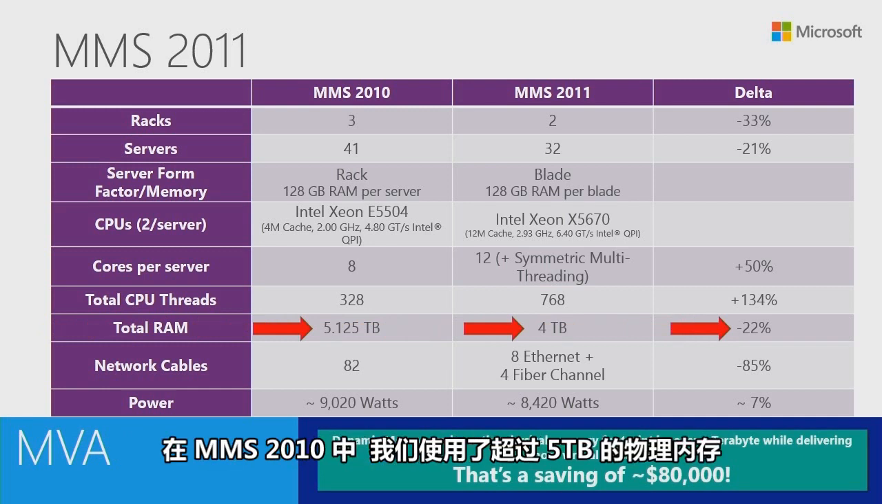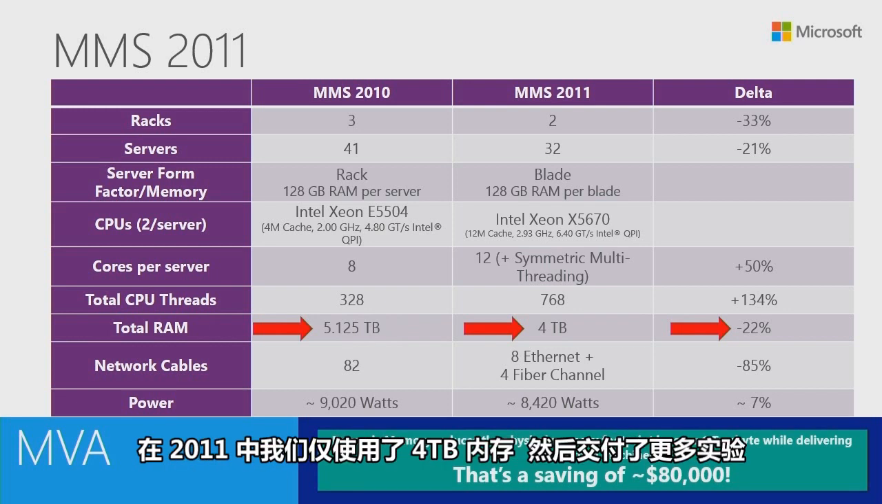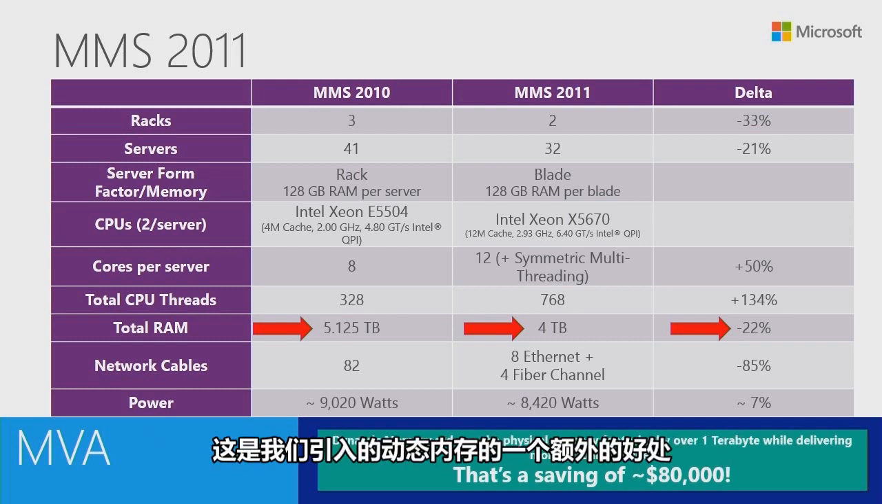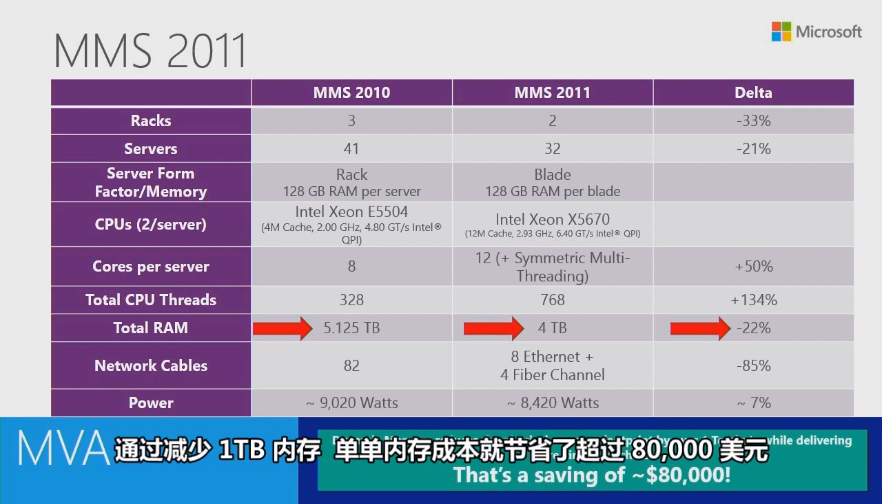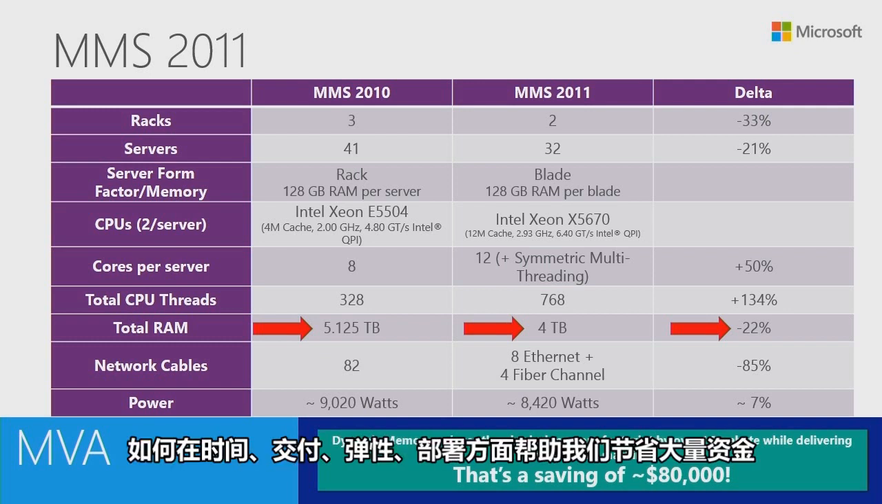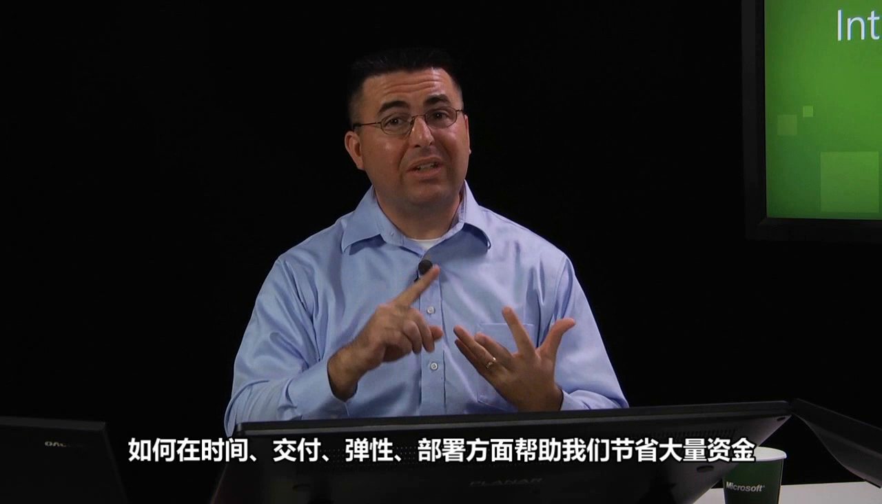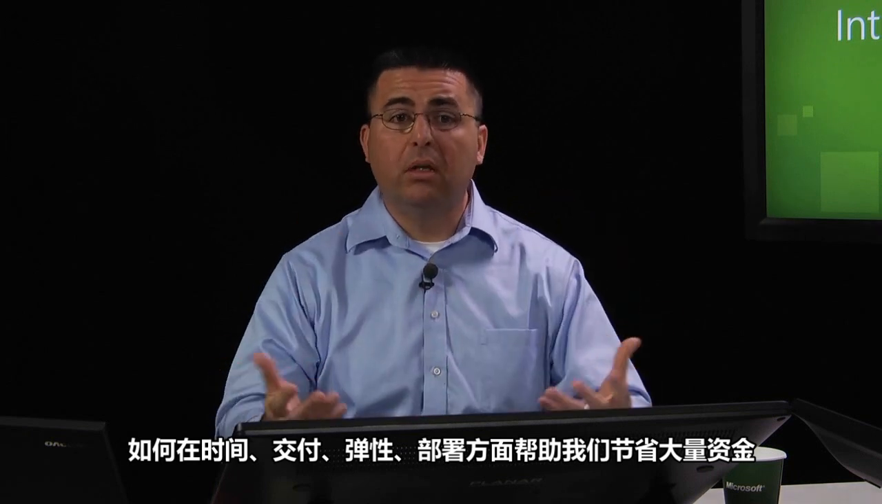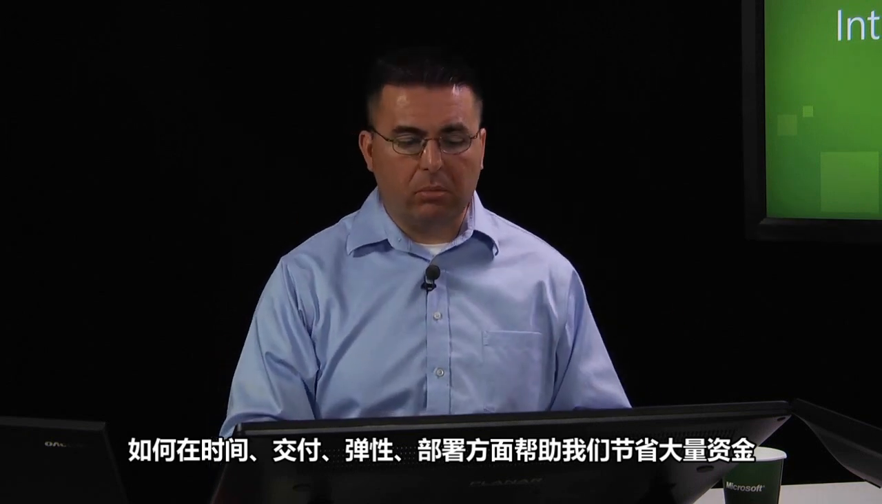In MMS 2010, we used over 5 terabytes of physical memory. In 2011, we used only 4 terabytes of memory, yet we delivered more labs. This was a byproduct of dynamic memory that we'd introduced, and we saved over $80,000 in memory costs alone, just by not using a terabyte of memory. So this has just been a huge example of how private cloud has allowed us to save in terms of time, in terms of delivery, in terms of elasticity, in terms of deployment. Massive savings across the board.